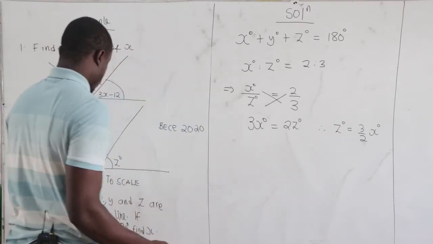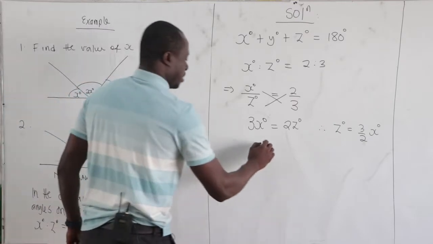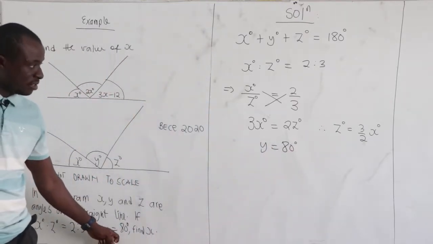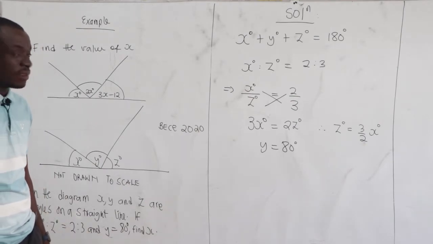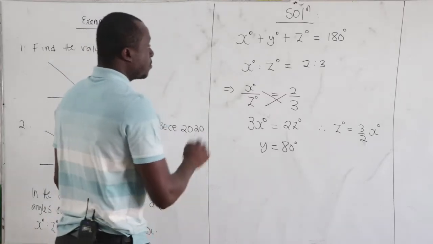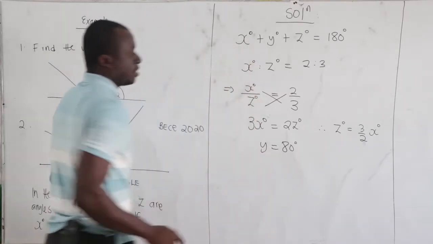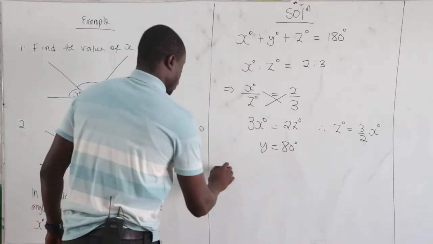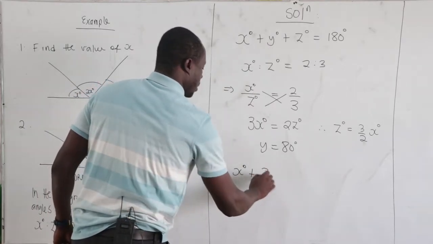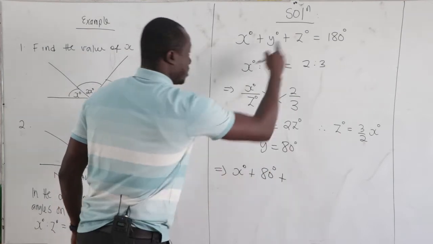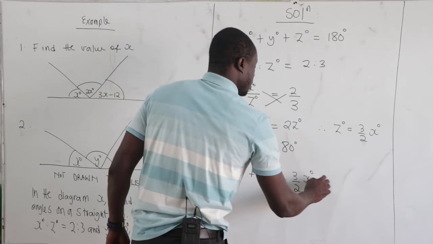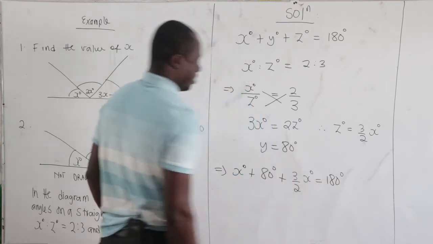Now, what again were we given? We're also given that y is equal to 80. Of course, now we substitute it into the main equation. So we have x degrees plus y degrees. What's y? 80 degrees plus z. What is z? 3 over 2x degrees equal to 180 degrees.